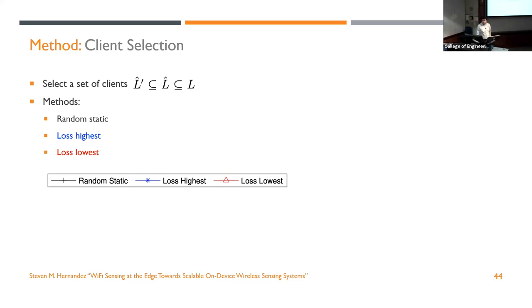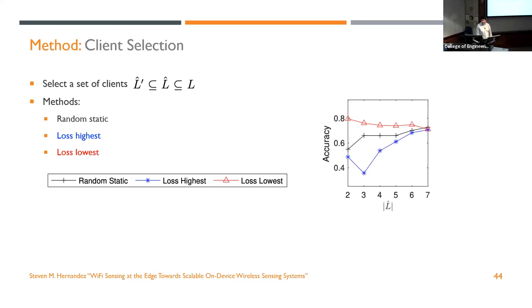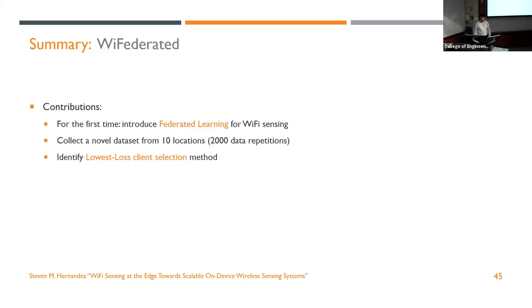And similar to the previous work, we looked at a random method, a loss highest and a loss lowest method. And we found that the loss lowest method works the best. And that makes sense because loss kind of equates to the error. So what we can say is if the model ends up with a low error, then that should mean that the knowledge that's being gained is similar to what was gained from previous devices in previous rounds of federated learning.